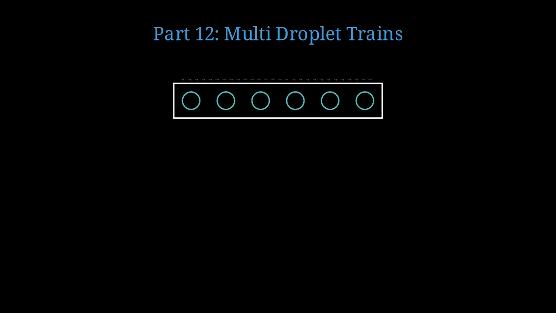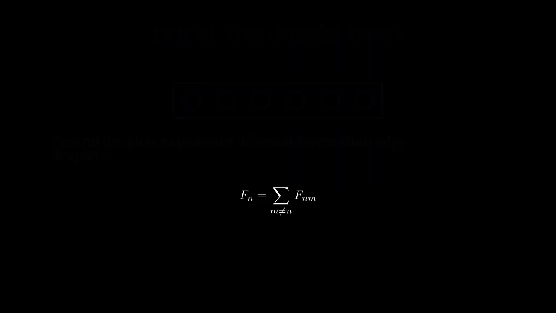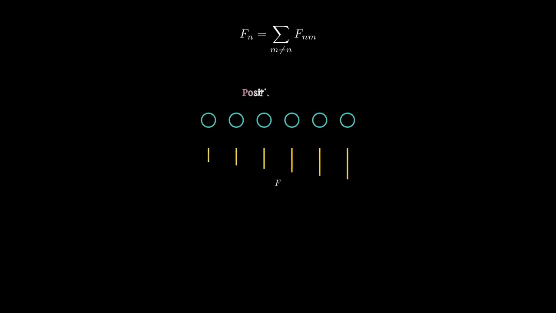When many droplets flow together, collective effects emerge that go beyond pairwise interactions. A train of many droplets creates a collective flow field. Each droplet feels the combined influence of all others. Droplets in the center of a train experience different forces than those at the edges, leading to position-dependent behavior. The force on droplet N is the sum of pairwise forces from all other droplets M. This diagram shows how force varies with position in the train. Center droplets experience maximum collective effects.